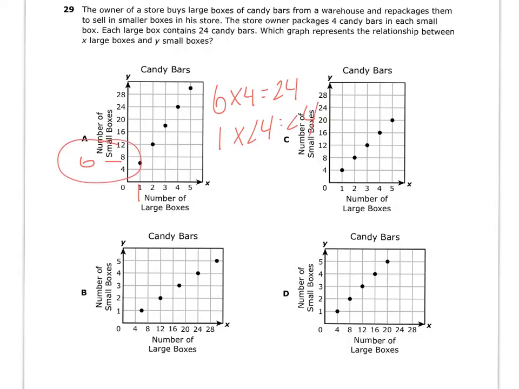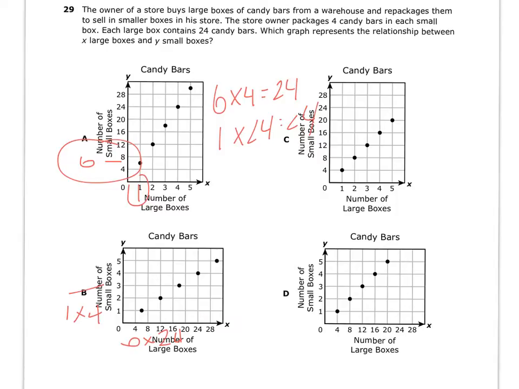This represents the number of small boxes. There's 4 candy bars in each small box. This represents the large boxes, 24 in each large box. So A looks like it could be the answer. Because in B, if he had 6 large boxes, 6 times 24 is a large number. 1 small box would only mean 4 candy bars. So B isn't nearly big enough.